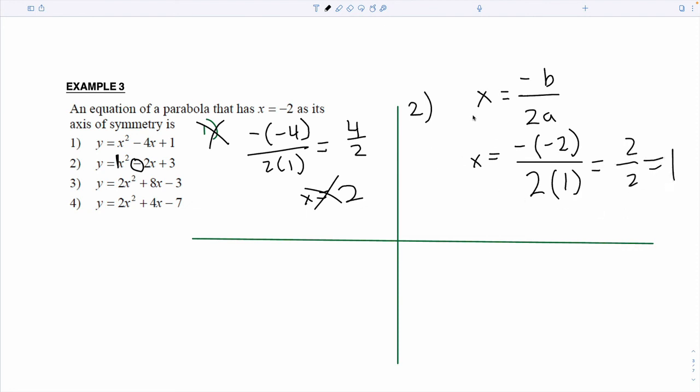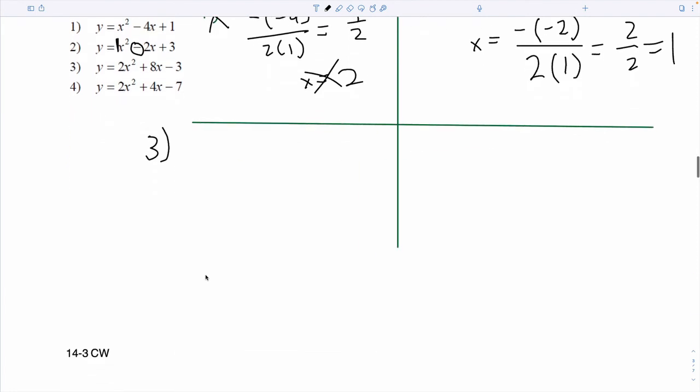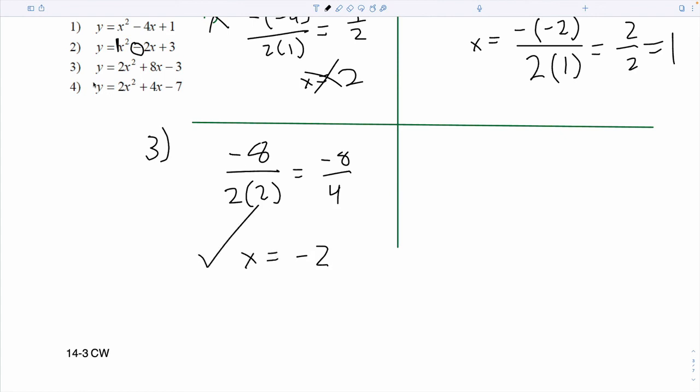That does not match. Should I try 3 or 4? 3. Go ahead, Karen. Help me set up the equation. Two times what number? 2. Okay. Simplify that, Kieran. Negative 8 over 4 is what? Was that your x value you were looking for? It was. So 3 is your answer. 4 probably doesn't work.